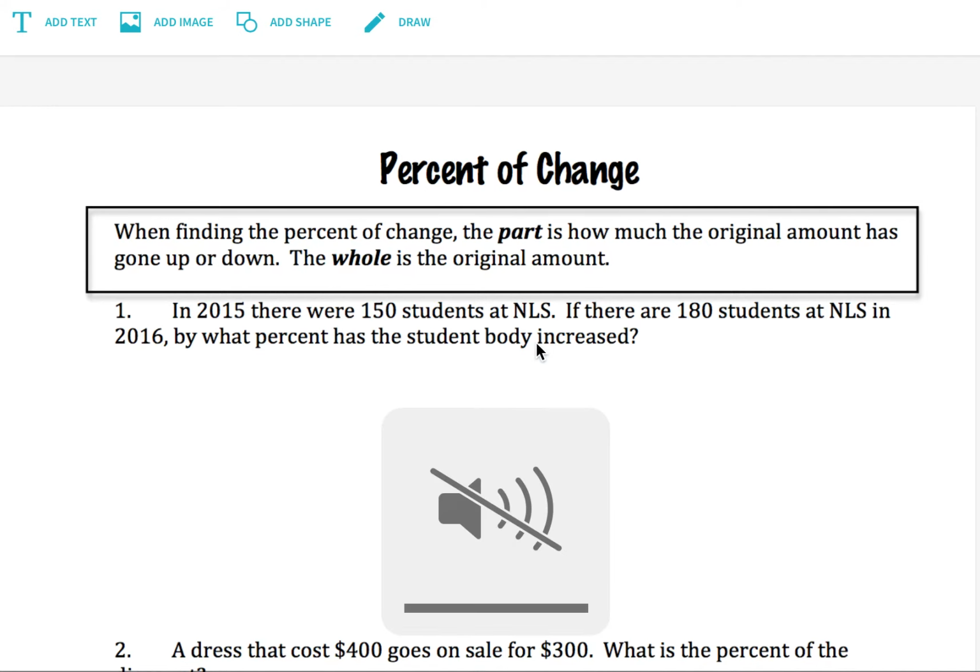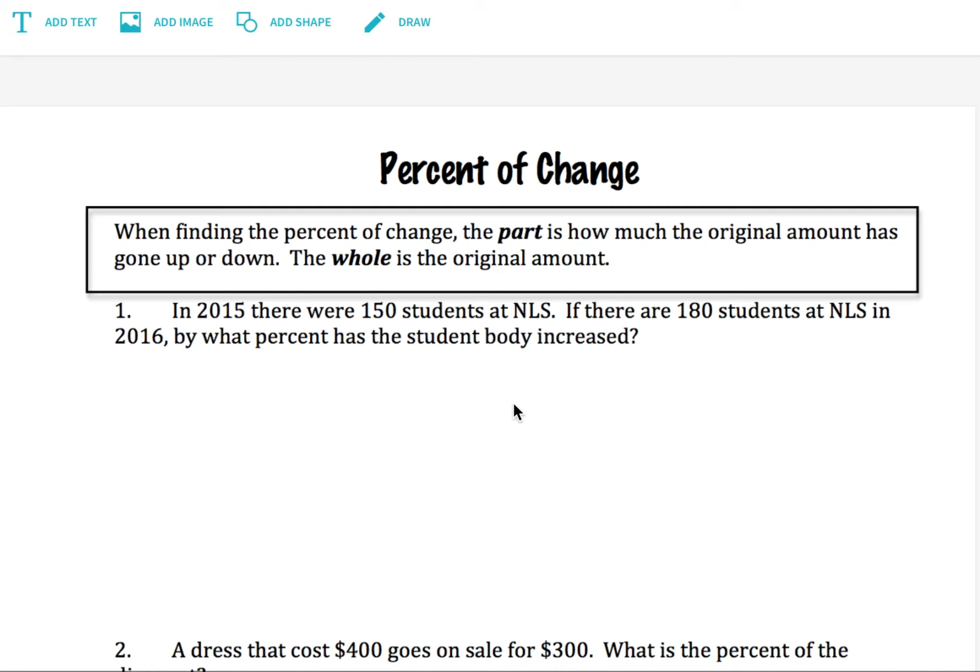This video is going to look at how to find percent of change. So when finding a percent, you can take the part over the whole. So 5 out of 10 is 50%. 20 out of 80 is 1/4, that's 25%.